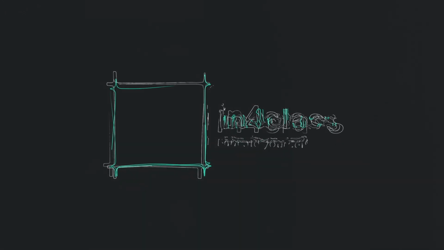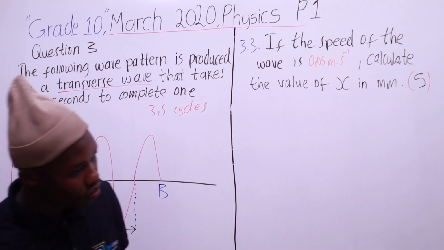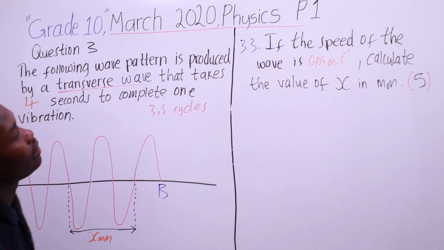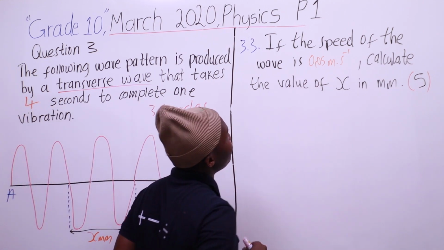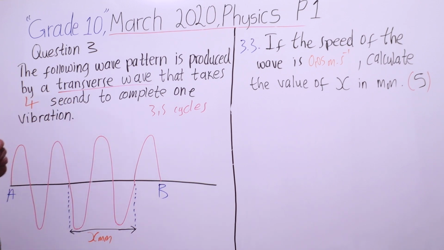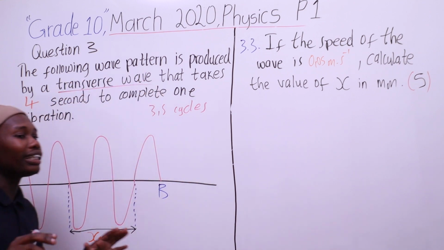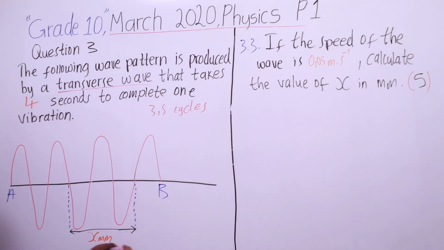I say 3.3. If the speed of the wave is 0.05 meters per second, calculate the value of x in millimeters. 5 marks. Don't panic, relax. The value of x: let us first find how many waves, how many cycles x makes up. Let me explain this again.